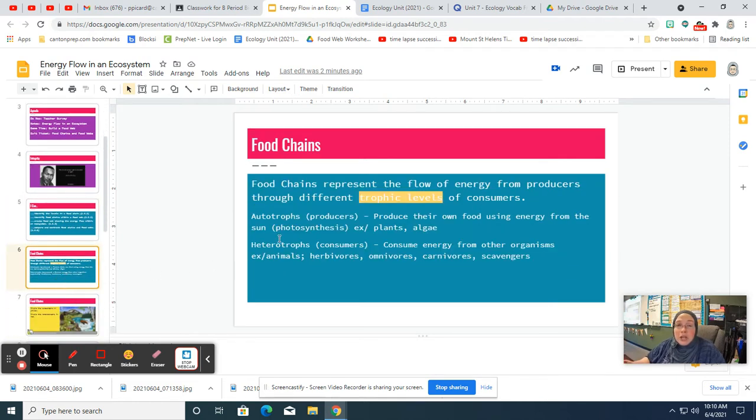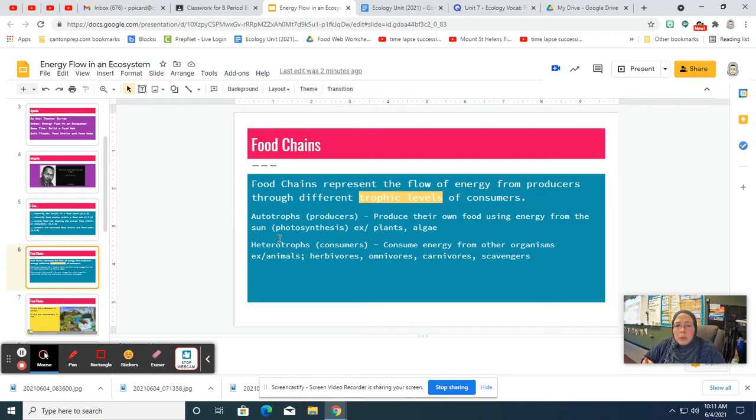Let's talk about what food chains are. We're going to start with food chains because they are the simplest way to represent the flow of energy from organism to organism through the process of eating, through food. So, what are food chains? Food chains represent the flow of energy from producers through different trophic levels. And trophic means feeding. So food levels of consumers.